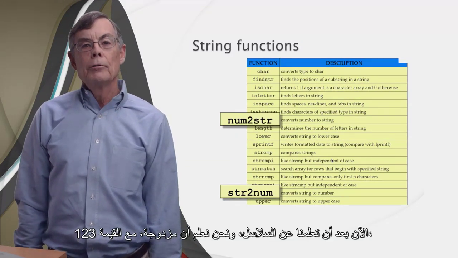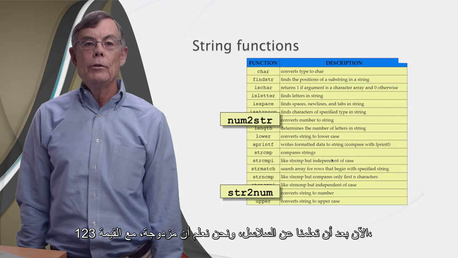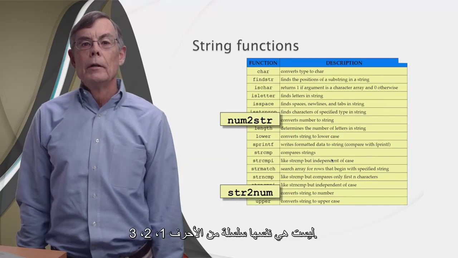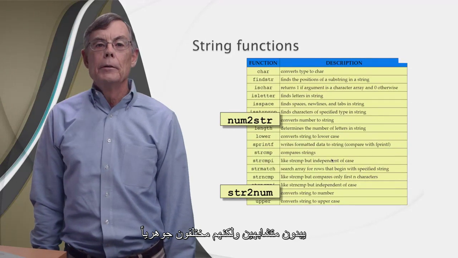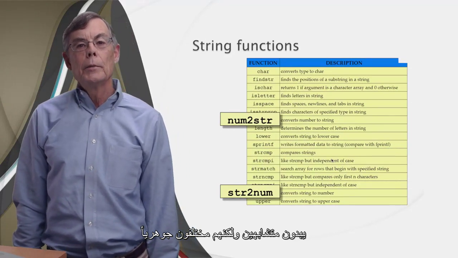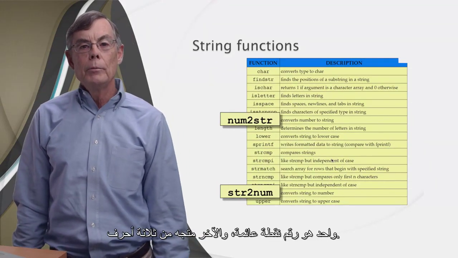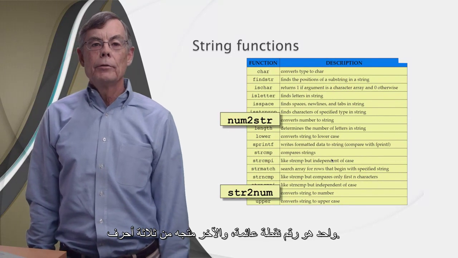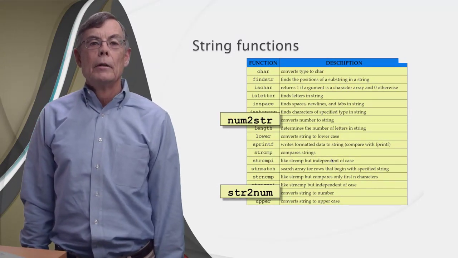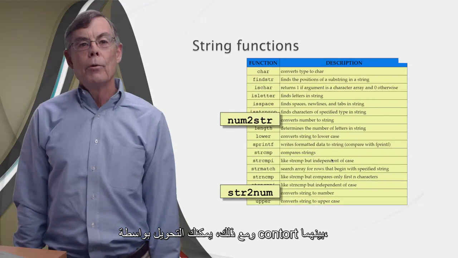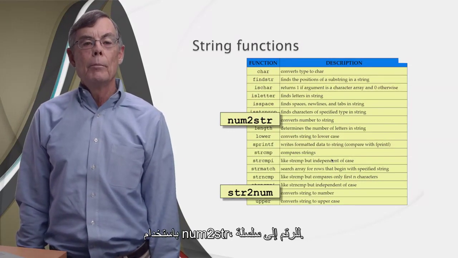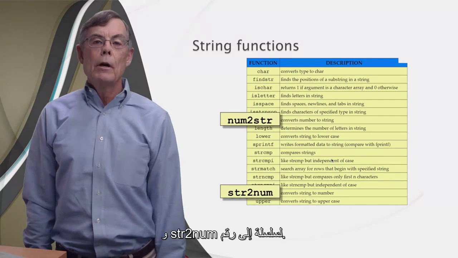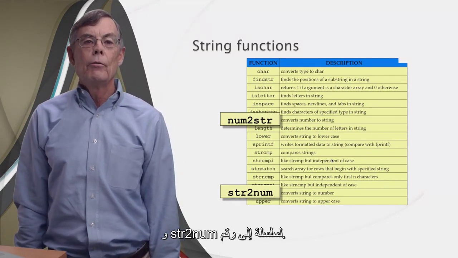Now that we've learned about strings, we know that a double with the value 123 is not the same as a string of characters 1, 2, 3. They look the same, but they're fundamentally different. One's a floating point number, and the other's a vector of 3 chars. However, you can convert back and forth between them using num2str for number to string and str2num for string to number.